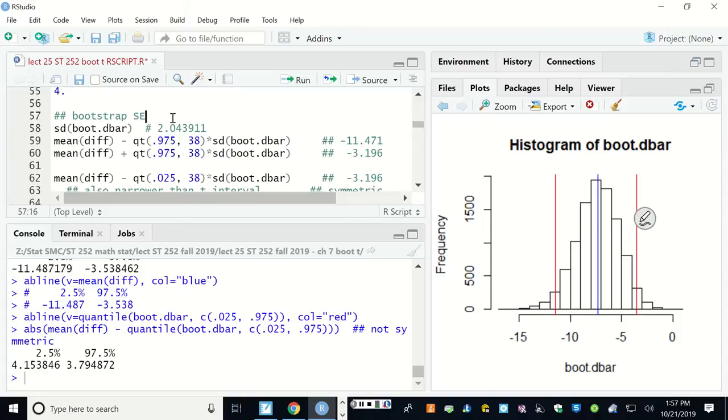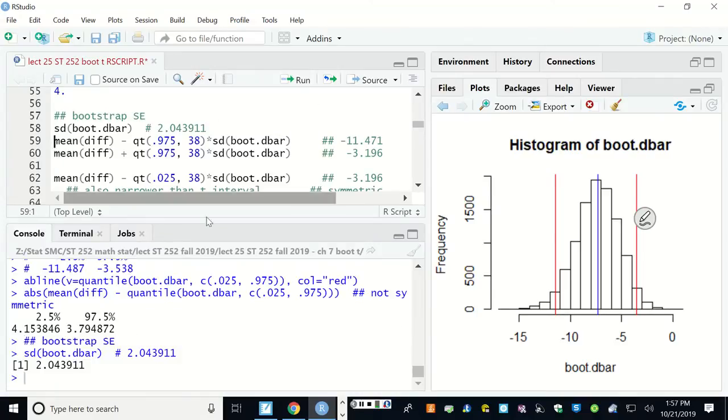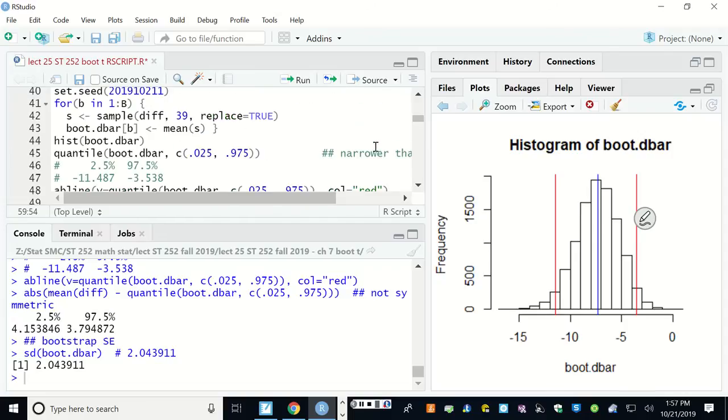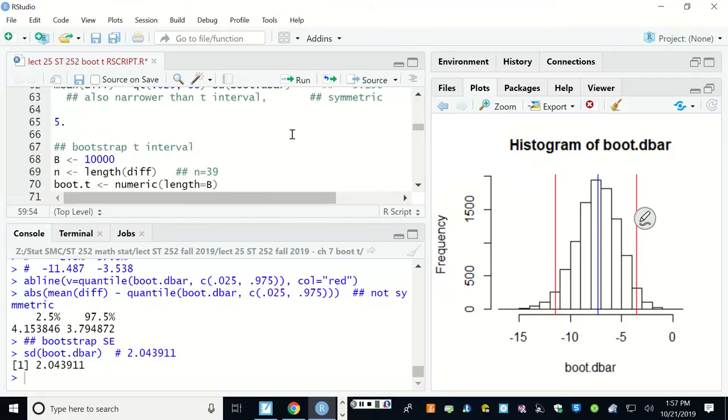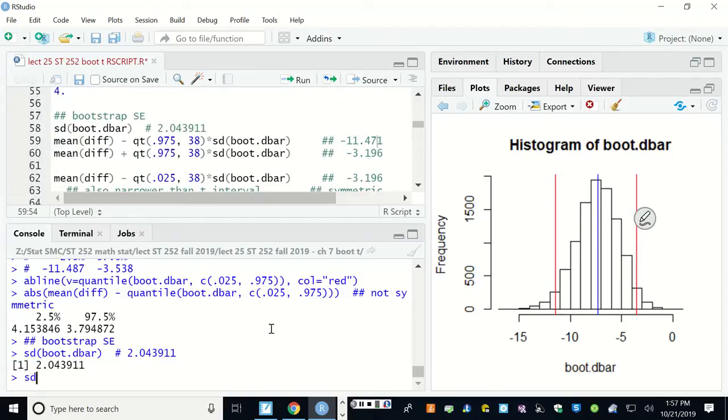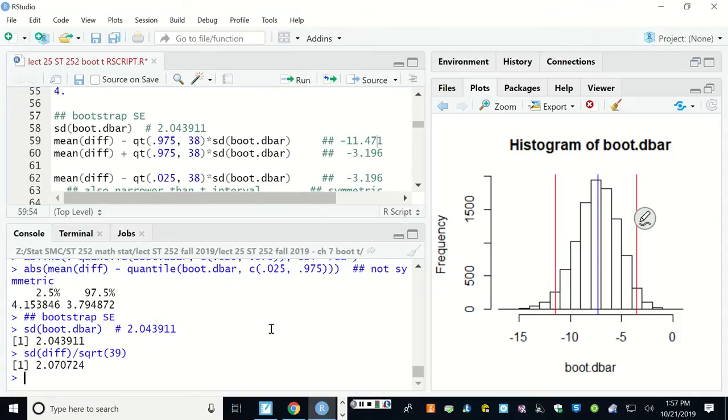You could also just do the bootstrap t-interval, but use the standard error for the bootstrap. That's pretty simple to do. You do the mean plus or minus the t-value times the standard deviation of the bootstrap values. The standard deviation of the bootstrap values is 2.04. S over the square root of n is pretty similar to that. If you do the standard deviation of the differences divided by the square root of 39, that was just a little bit bigger. Not too much different.